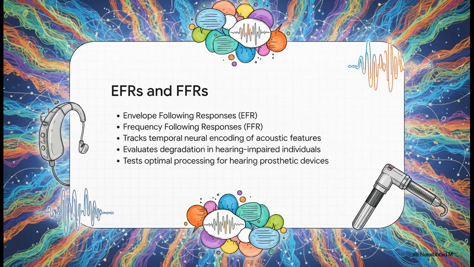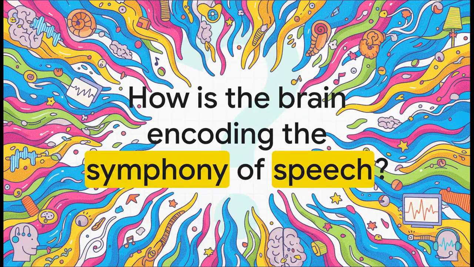So it leaves us with a pretty thrilling question to ponder as clinicians. If we can reliably map a single simple click all the way from the cochlea up to the inferior colliculus, just imagine what we are going to uncover as we continue to decode how the brain processes the complex, beautiful symphony of human speech.